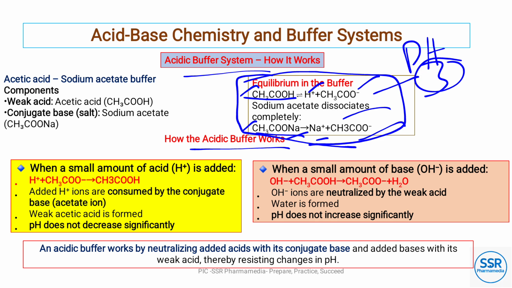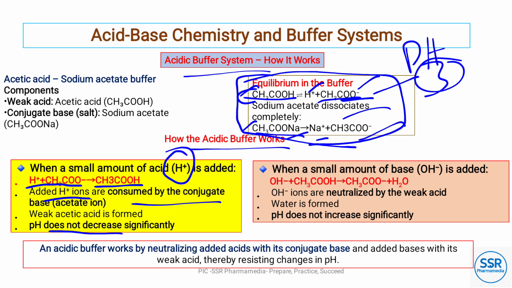In the acetic buffer, when we add a small amount of acid, the pH would go toward acidic, but the buffer does not allow it. How? The hydrogen ions combine with the acetate ions of this buffer system and are converted into acetic acid. So acetic acid is formed again, thereby preventing changes in the pH. The added hydrogen ions are consumed by the conjugate base, acetate ions, and a weak acid is formed. So the pH does not decrease significantly.